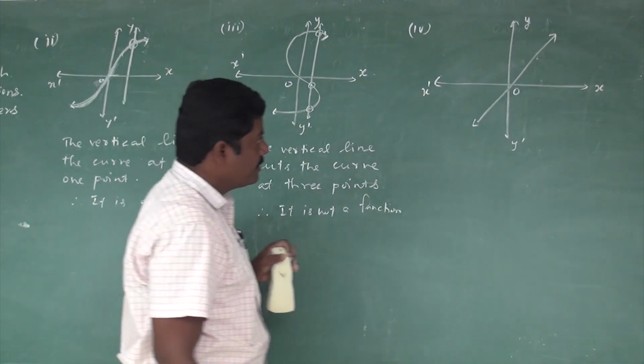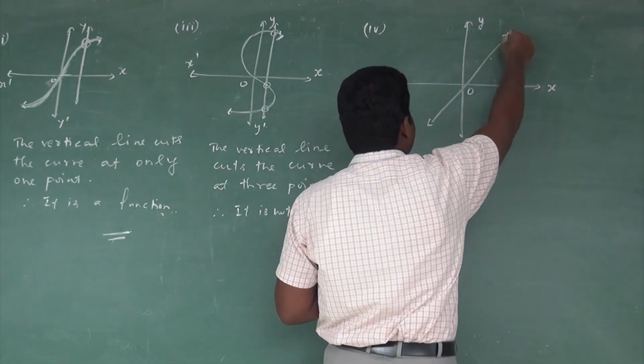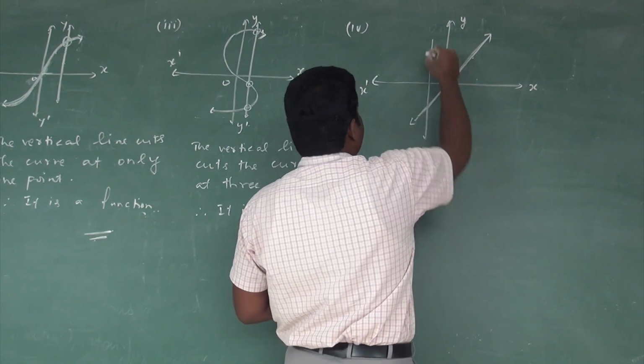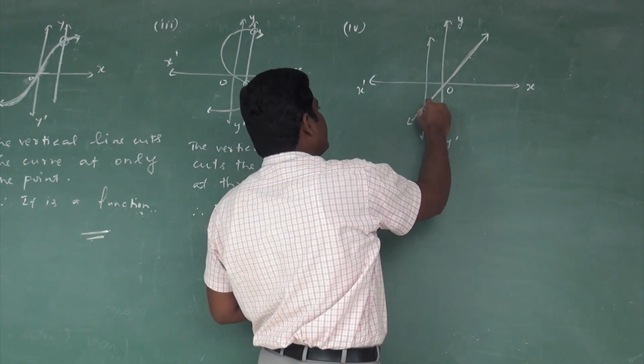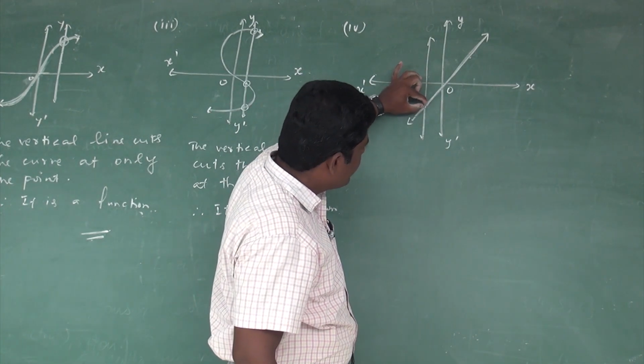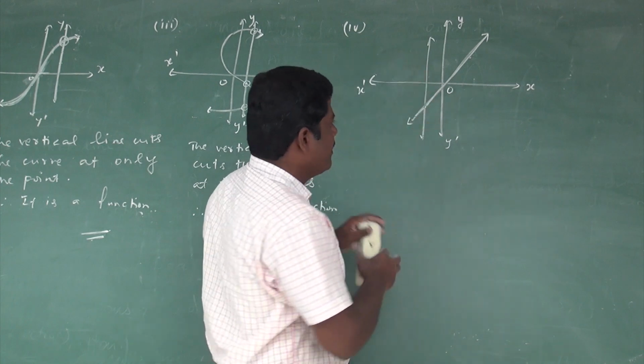Next, the fourth one. So this is a curve. Want to draw one straight line here. You draw anywhere on the curve. So this vertical line cuts the curve at only one point. Therefore, it is a function.